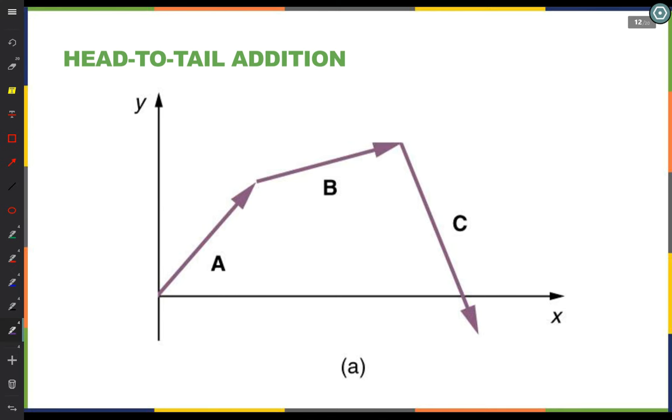Looking at this picture, if you were asked to add A plus B plus C, what is the answer going to look like in terms of the line you draw for that addition? Okay, it goes from the beginning of A to the end of C. So it's going to go like that. And we call the sum the resultant.